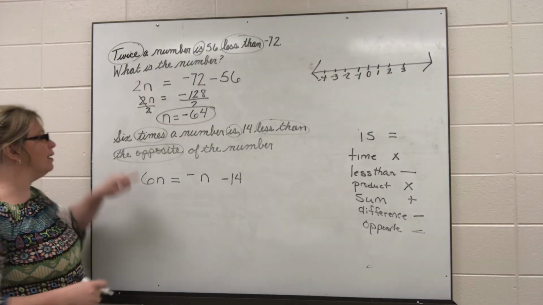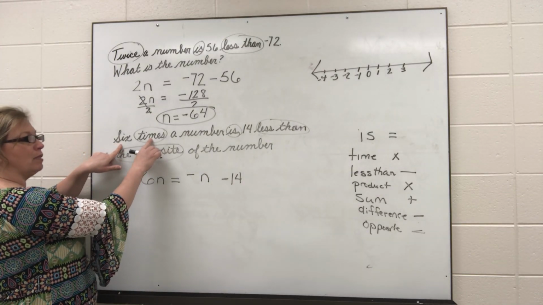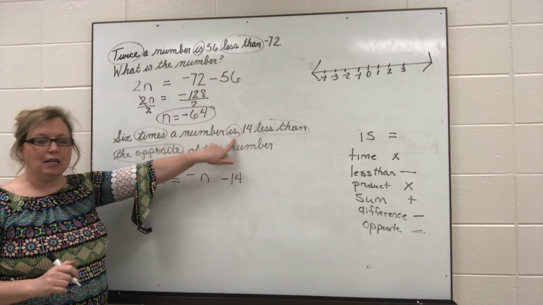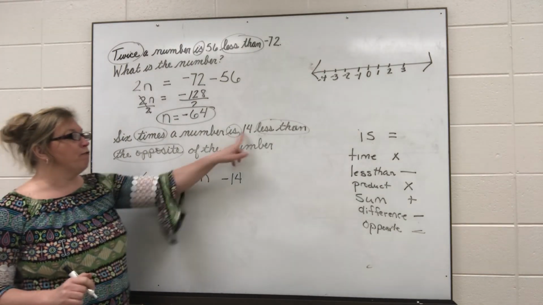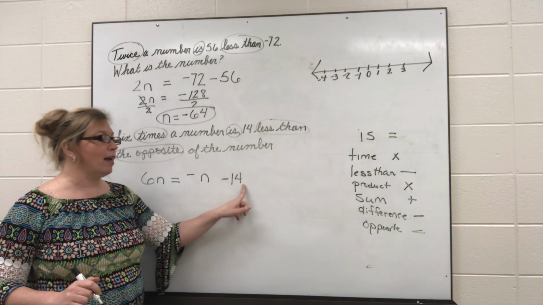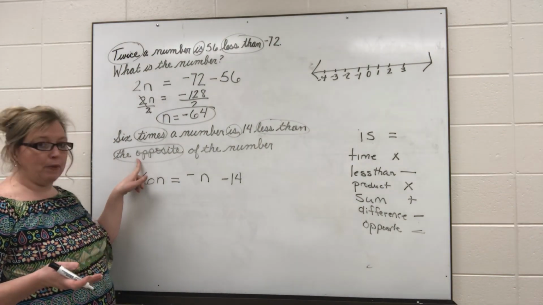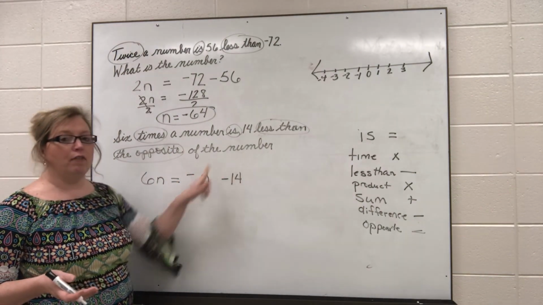Let's go through that again. We have 6 times, this means to multiply, so that's what I wrote, 6n. The word is means equals. 14 less than, I'm going to subtract 14 from something. What am I subtracting it from? The opposite, which means make it negative, of the number.